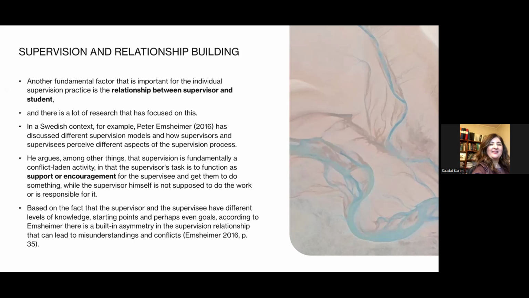So according to Peter M. Shamer, there is a built-in asymmetry in the supervision relationship that can lead to misunderstandings and conflict. This asymmetry.